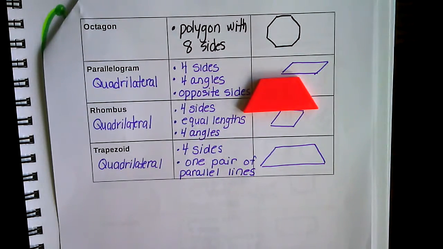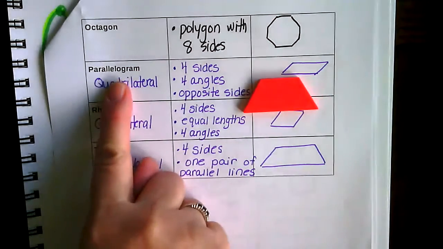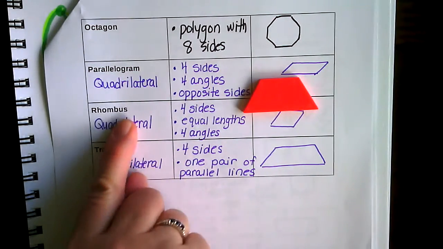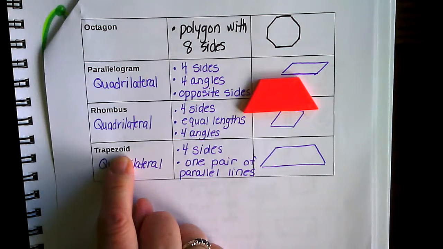So there you have it. We talked about quadrilaterals today, being a special type of polygon that has 4 sides. And we talked about different types of quadrilaterals: parallelogram, rhombus, and trapezoid. Square and rectangle are also quadrilaterals.